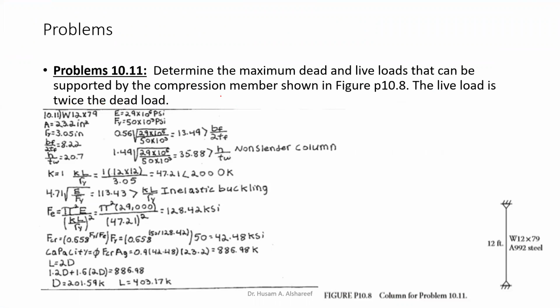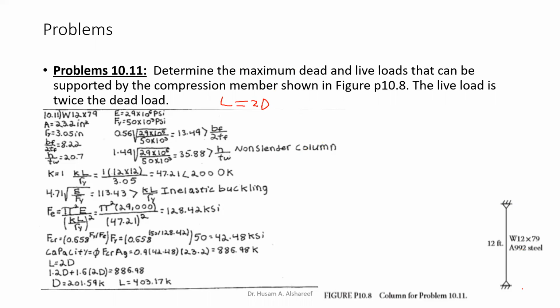So we need to establish something. We need to know that the live load equals 2 dead load. That's something we need to work on. Now, we have a column with constraints hinge and hinge.